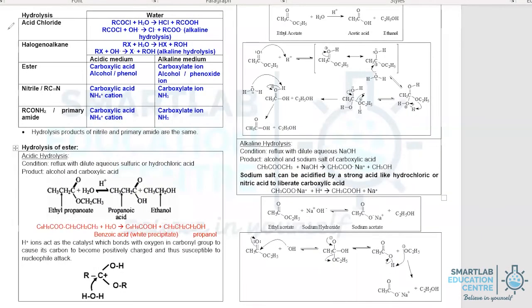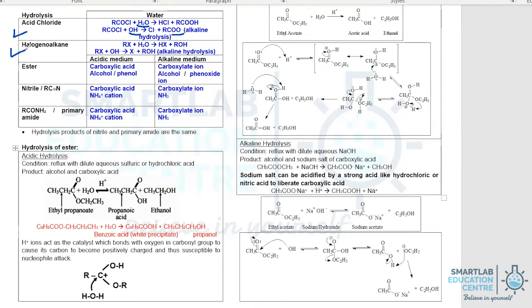Hydrolysis. There is a total of 5 hydrolysis reactions and 7 equations that we're going to look at. First one we're going to look at is your acid chloride. So acid chloride can undertake hydrolysis in the presence of water as well as alkaline as well. Of course, in the case of alkaline, we end up with carboxylate ion.